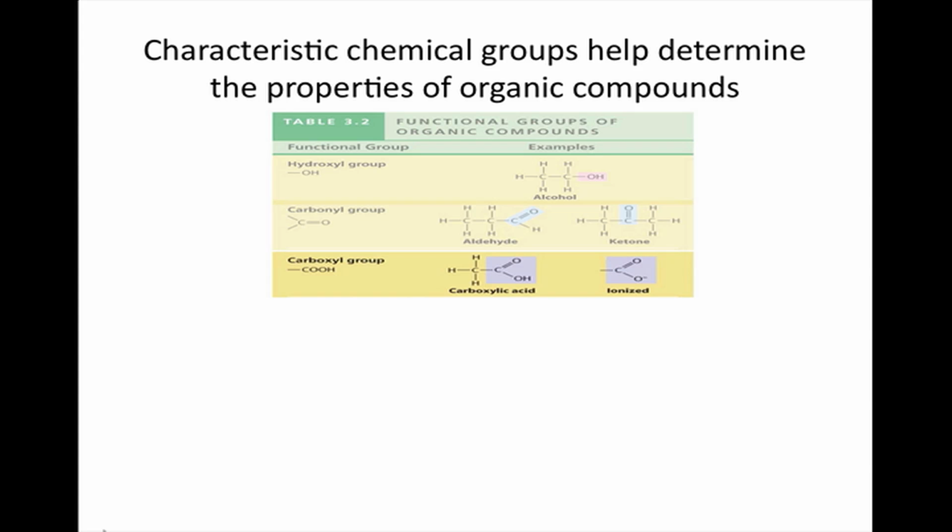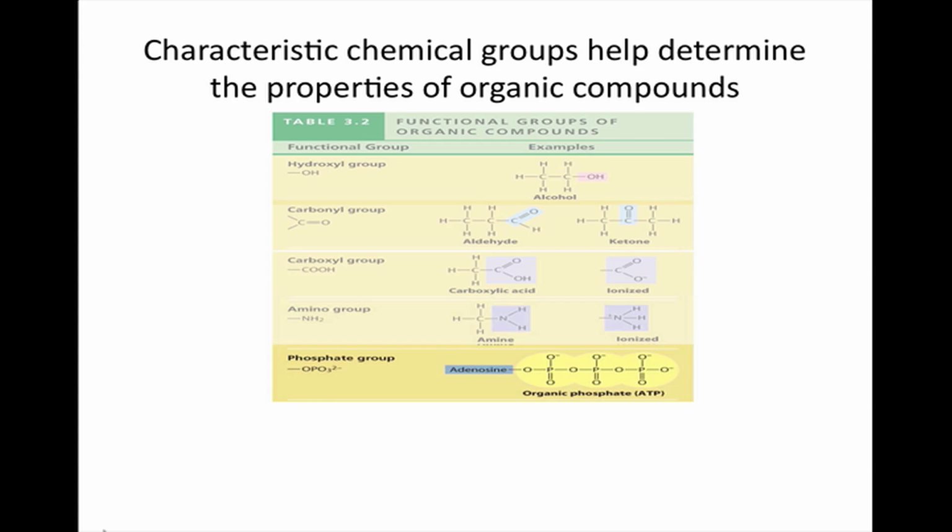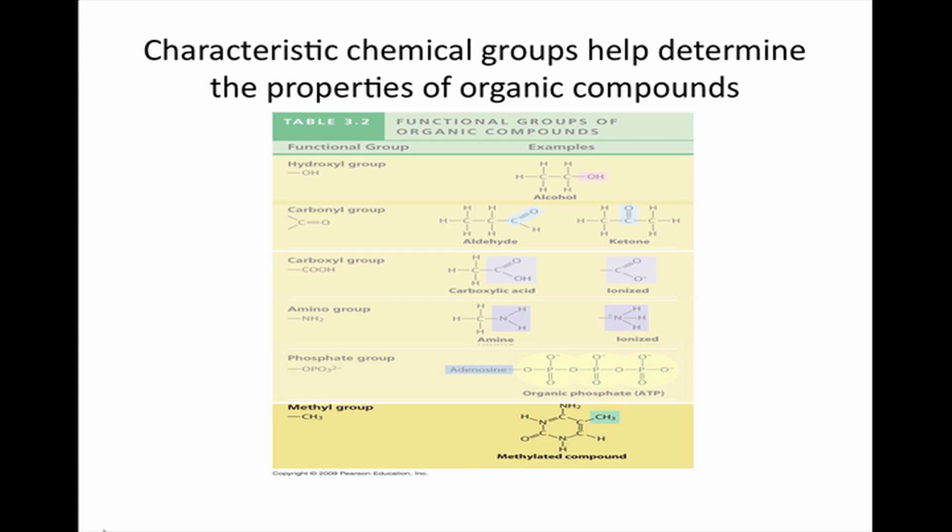Next is the carboxyl group that consists of one carbon atom that has an oxygen double bonded to it and a hydroxyl group on the other end. Now we have the amino group. This functional group has one nitrogen with two hydrogens on each end. A phosphate group has a phosphate atom in the middle with four oxygen atoms bonded to that phosphate. The phosphate groups are highly important in the energy ATP molecules. Lastly, a methyl group is a carbon with three hydrogens bonded to the carbon.